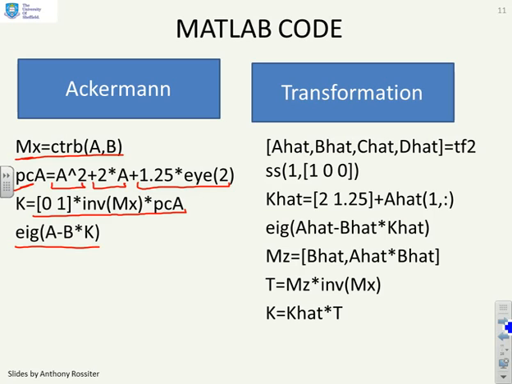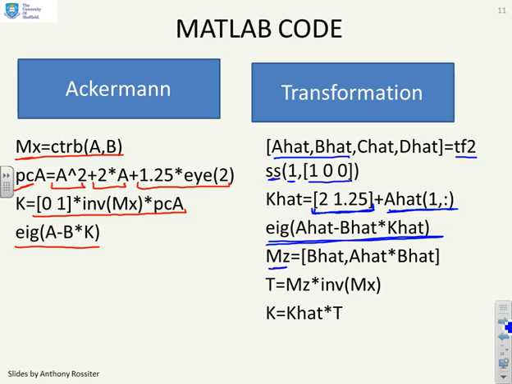In the transformation approach, the first thing to do is to find the canonical form. So A hat, B hat, you see I've used TF2SS, that's a MATLAB command that will give you the control canonical form. And you see I've put the open loop system in 1 and then 1, 0, 0. Now, to find K hat, I've taken my desired closed loop pole parameters, that's 2 and 1.25, and added them to the top row of the canonical form. And that formula works, and you can check for yourself if you don't believe me, and that's what this command is for, so you can just confirm that the closed loop eigenvalues in the canonical form are what you expect.